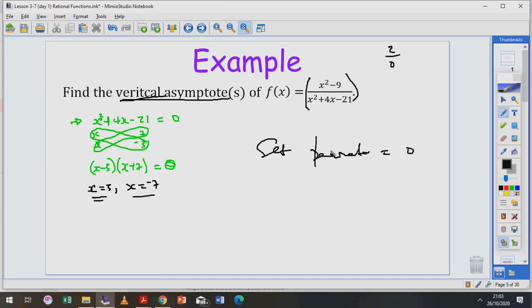equal to 0. This word is denominator, Mikhail. I know you're wondering. This word is denominator.